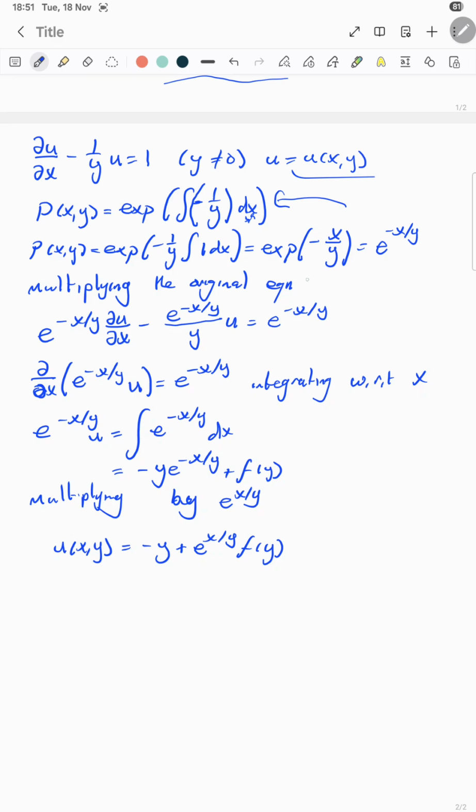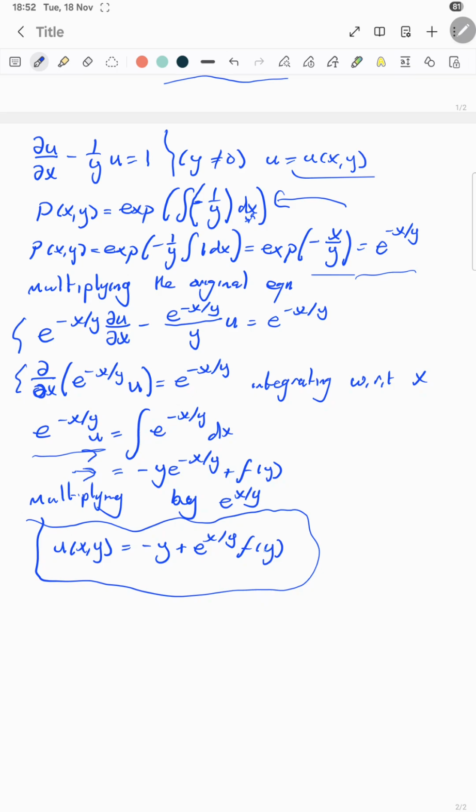And we get, after integrating, this in the exponential form here, which we then multiply through the original equation, this one, so you get this. Integrating with respect to x, because we want to get rid of this, will give us this and this. Then multiplying by e to the x over y, just to clear it up a little bit, gives us the final general solution here. And don't forget, these are not constants like they would be in ordinary differential equations, because these are partial differential equations. So we get a function of y here.